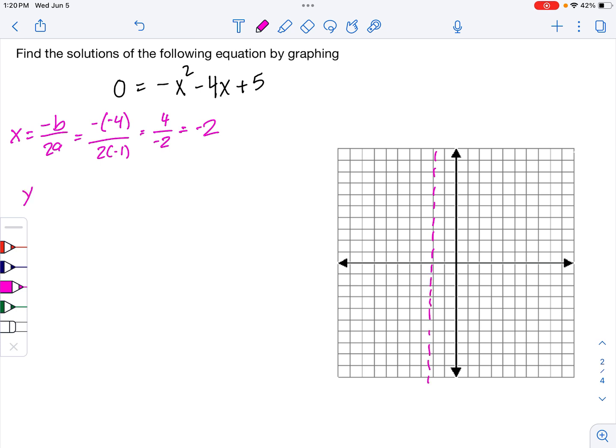Let's go ahead and find the y part of our vertex. We have negative 2 squared minus 4 times negative 2 plus 5. And we're going to be very careful with all these negatives. So this is negative positive 4 plus 8 plus 5. So this is 9. So our vertex is the point negative 2, 9.